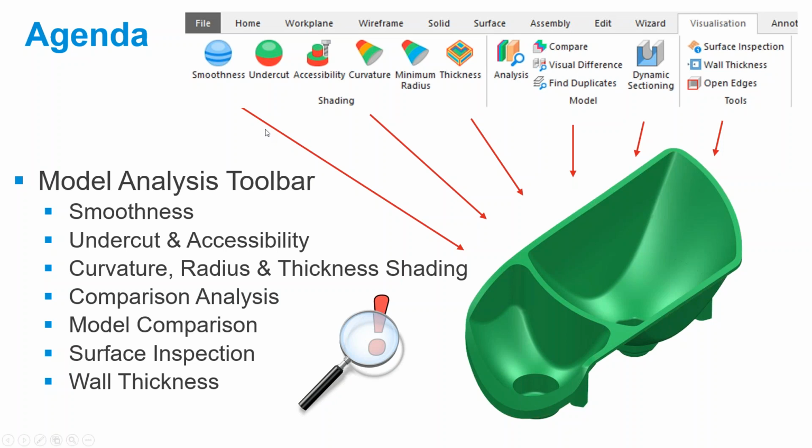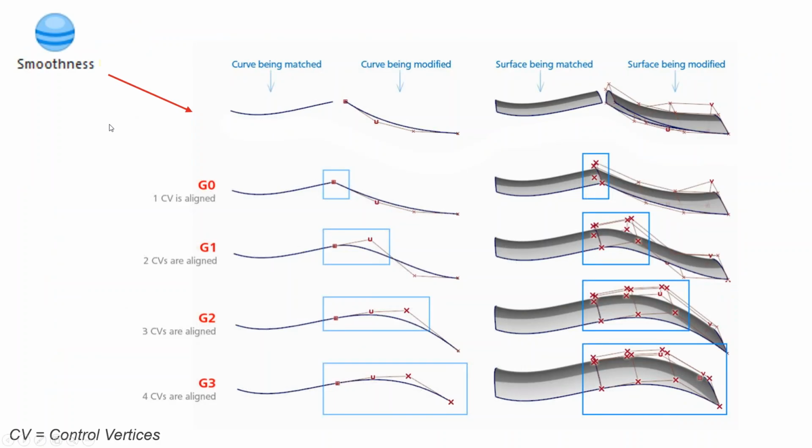Okay, so let's make a start and let's get into a little bit of theory. So smoothness shading, it's also known as isophote shading, and what's that all about? Well, take a look at this PowerPoint slide here.